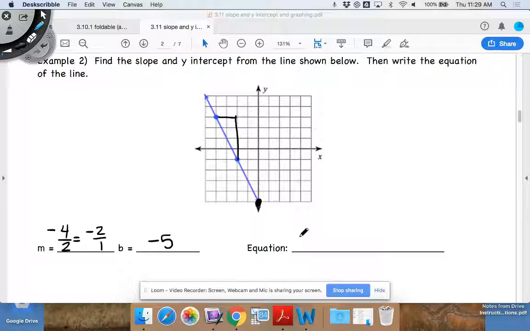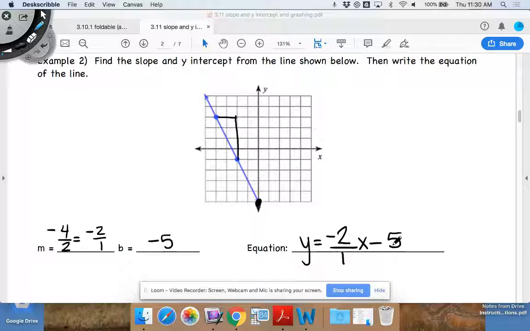So our equation would be written as y equals negative 2 over 1x minus 5. So why is this minus 5 this time? Because it's a negative y-intercept, so that changes that sign.